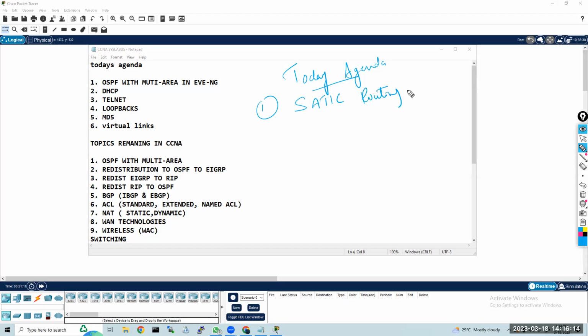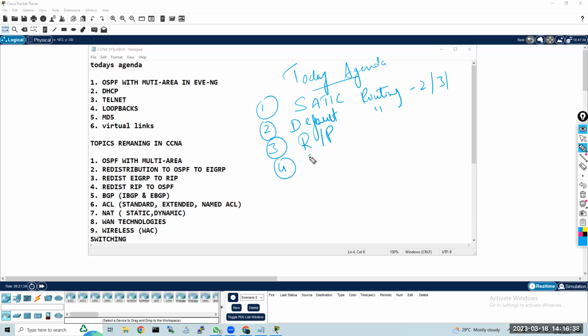I think last week we did it using 2 routers. This time we will use 3 routers. We will also configure DHCP, telnet, and SSH access. Then default routing we will also do. And your third topic, I'm going to start with RIP.